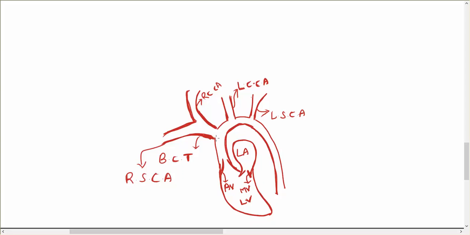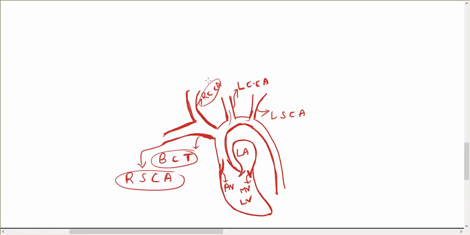The blood enters the brachiocephalic trunk. Followed by the brachiocephalic trunk, we have the left common carotid artery. Then the blood enters the left common carotid artery. After that, the blood enters the left subclavian artery. So, in the brachiocephalic trunk, there are two branches: the right subclavian artery and the right common carotid artery.